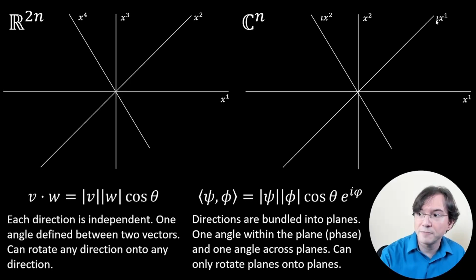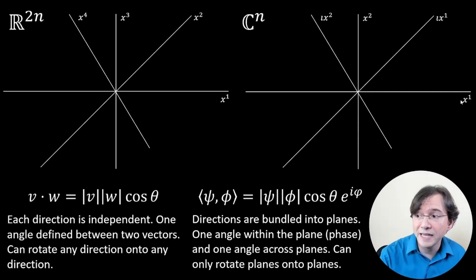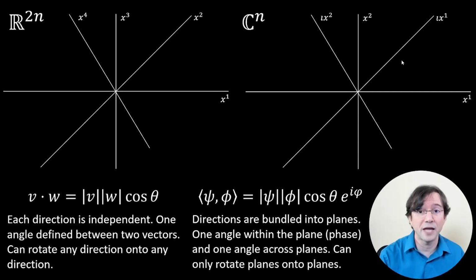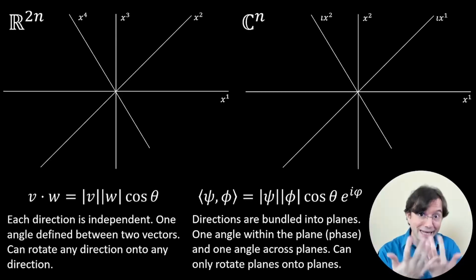So for example, we can rotate x1 into its imaginary component, make a rotation between the x1 direction and its imaginary direction, but we can't rotate just the real part of x1 onto the real part of x2. That rotation we can't do, because once we rotate this direction onto this direction, we are also going to have to rotate the imaginary part with the imaginary part. Right? So these directions are not distinct anymore, they are bundled together, and the geometry knows about that link.